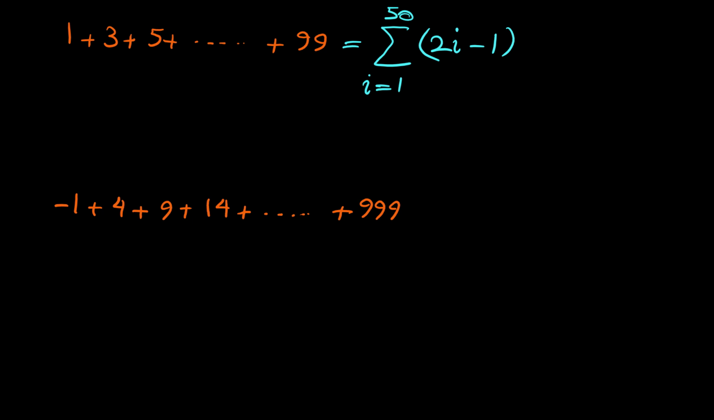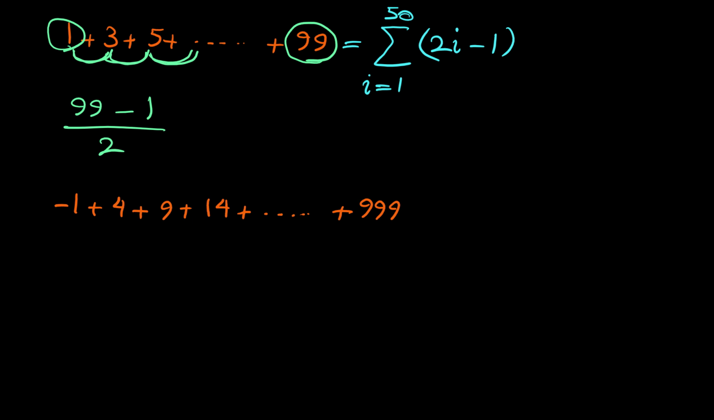Yes. The other way is to subtract 99 minus 1, then divide it by the common difference. What was the common difference between the terms? Between 1 and 3, between 3 and 5, or between 5 and 7? What is the common difference? 2 units. So divide this by 2.